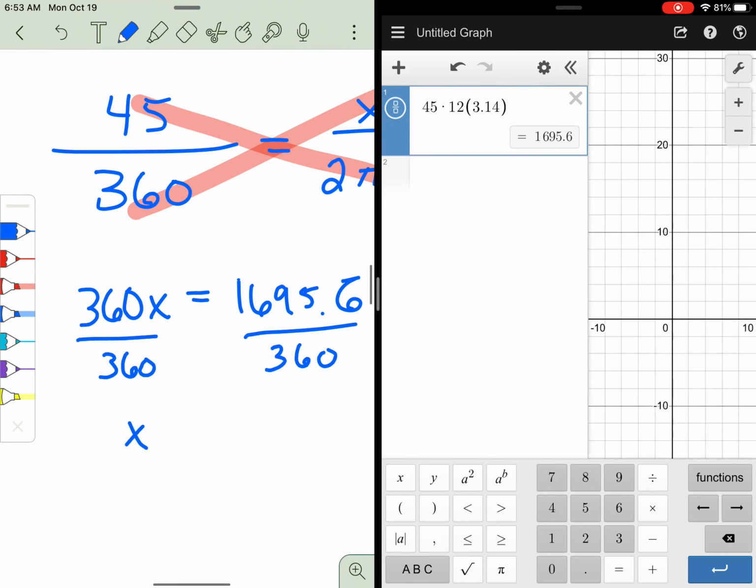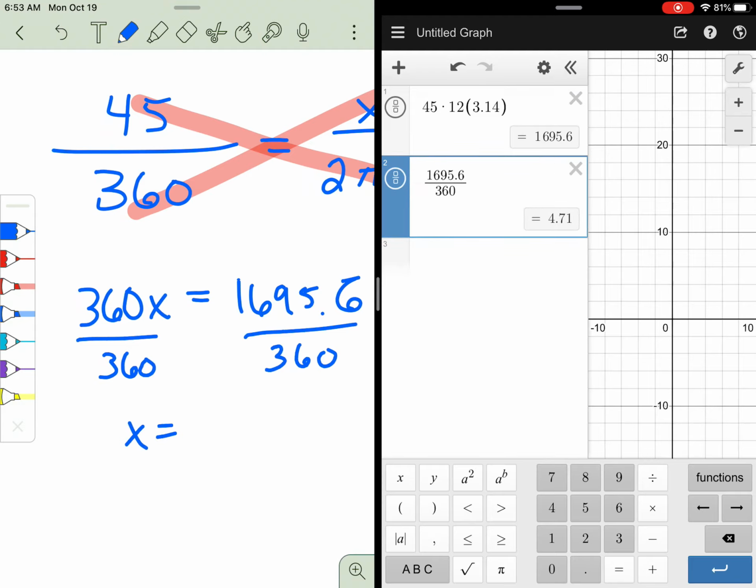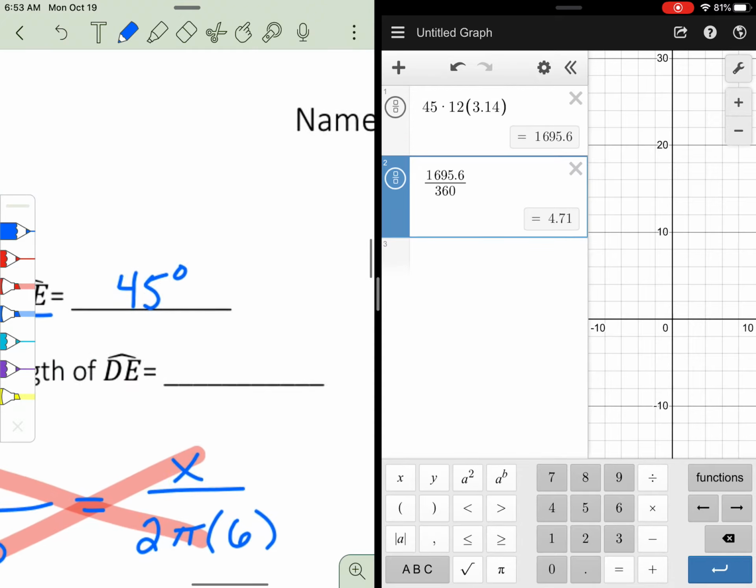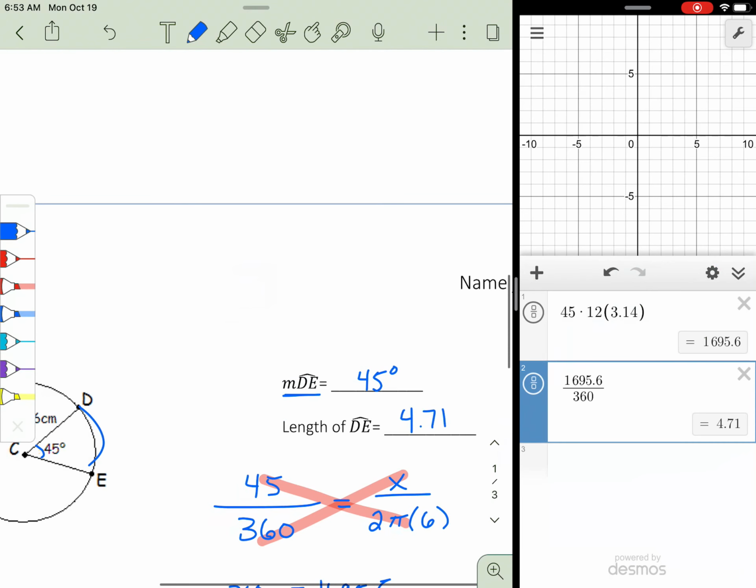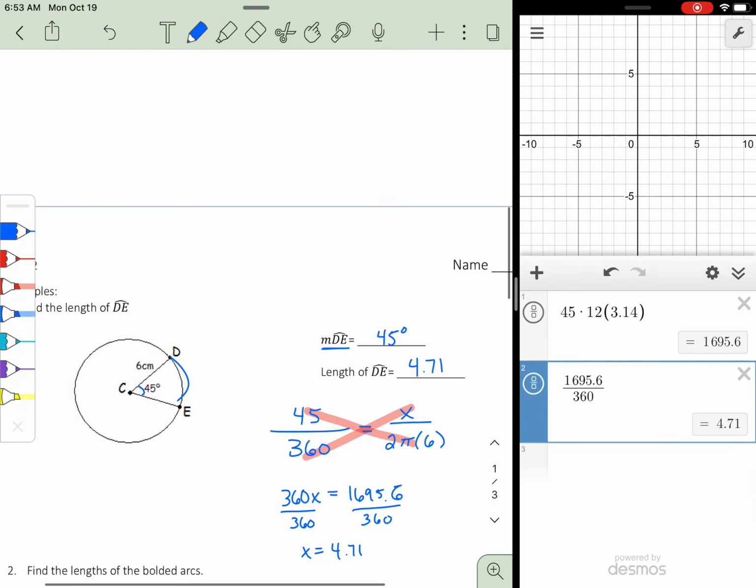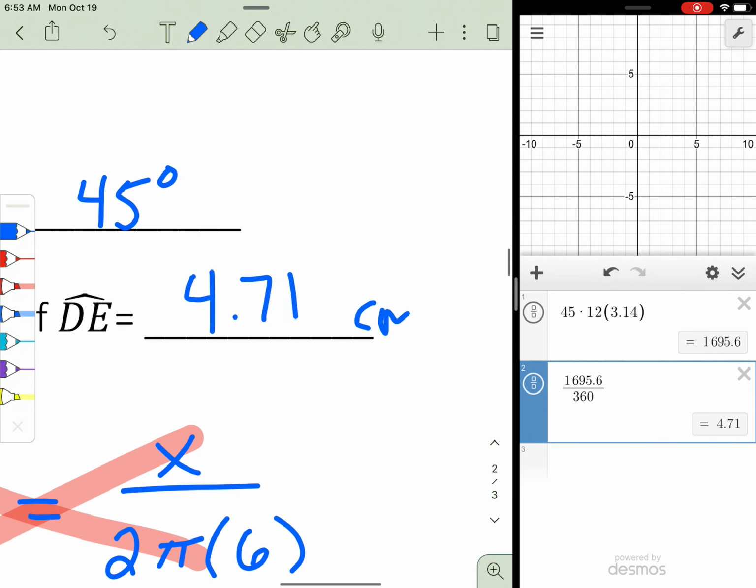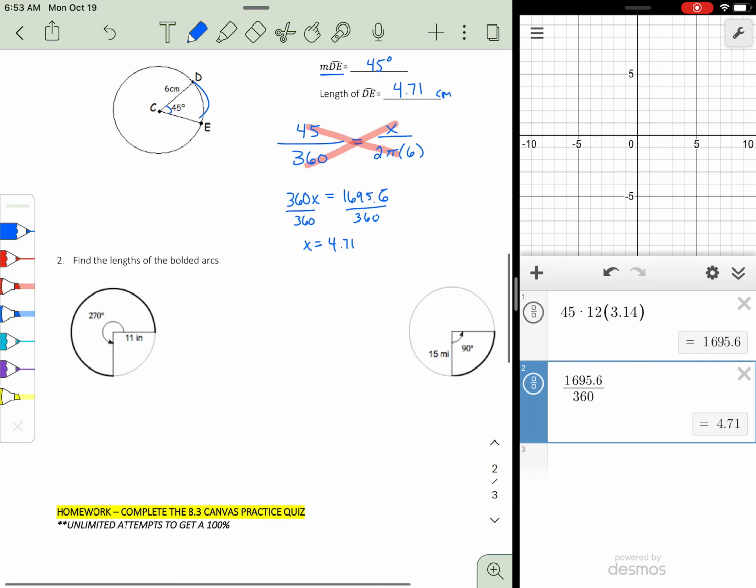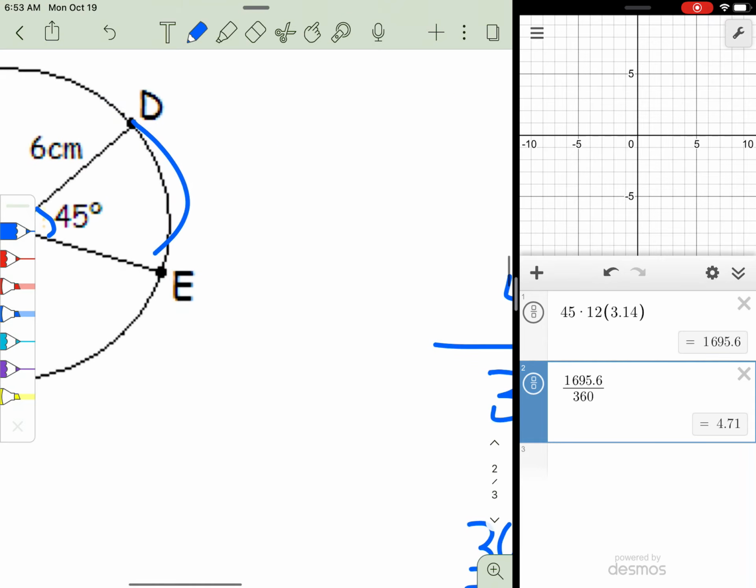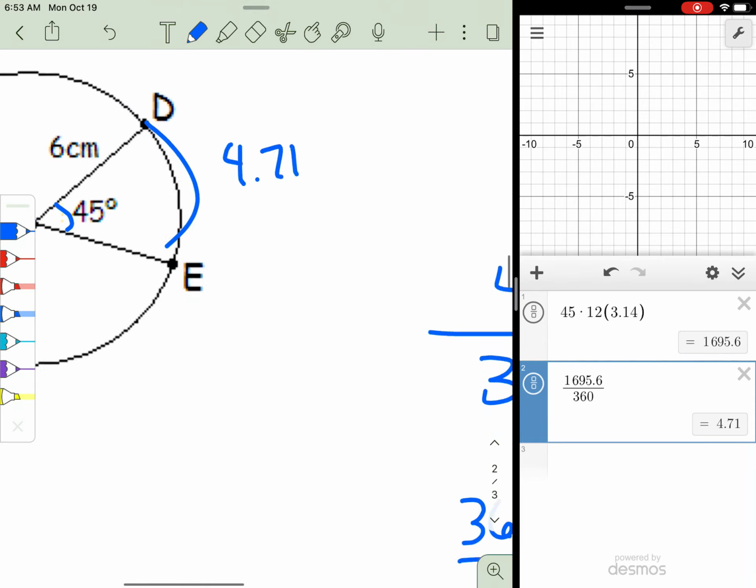1695.6 divided by 360 is 4.71. So the length is 4.71, and that would be centimeters. Again, that's this part here.